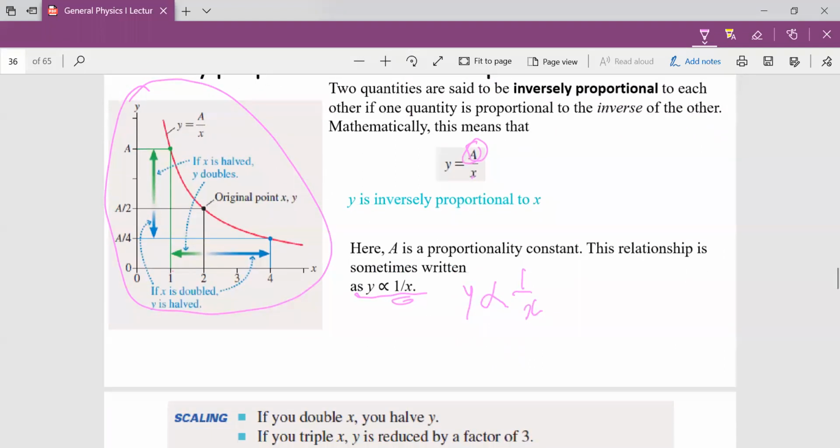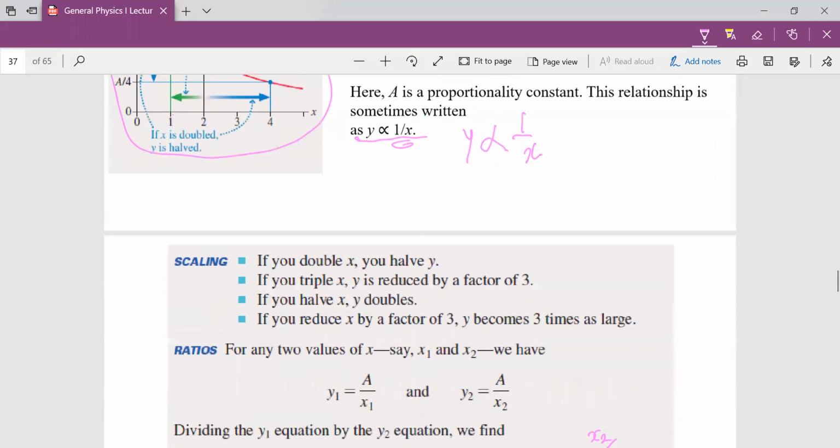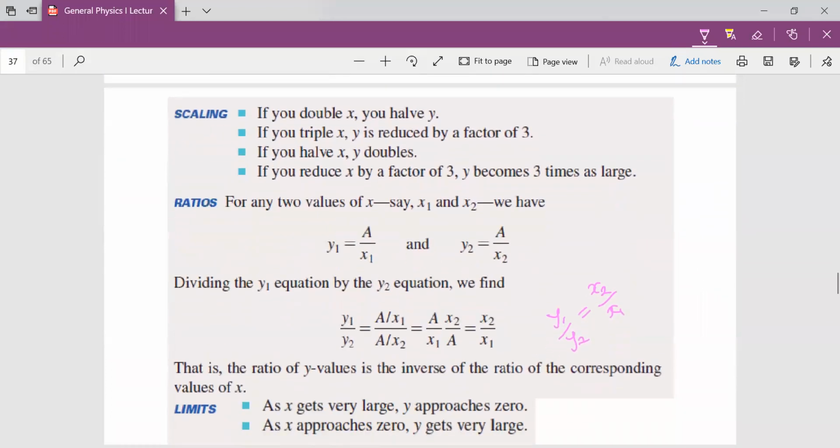So what actually is the implication of the statement, inverse proportional relationship? The implication is what we call the scaling. If you double X, you halve Y. If you triple X, Y reduces by 3, and so on and so forth. So with this kind of relationship, we're able to come to a conclusion of what we call the ratio between two quantities.